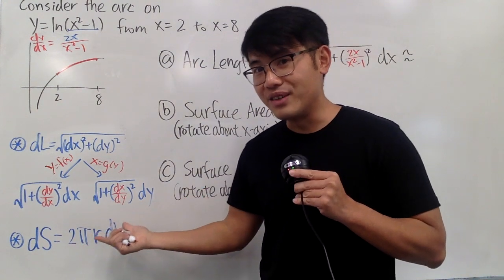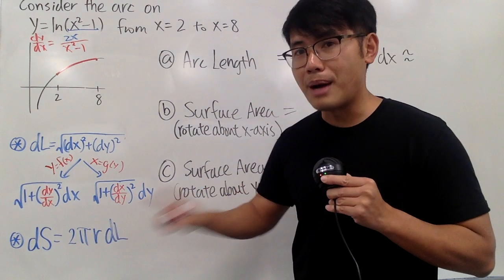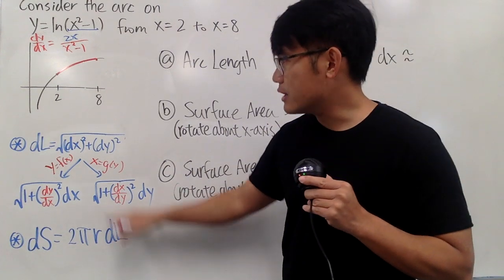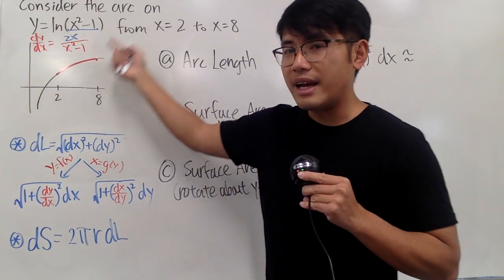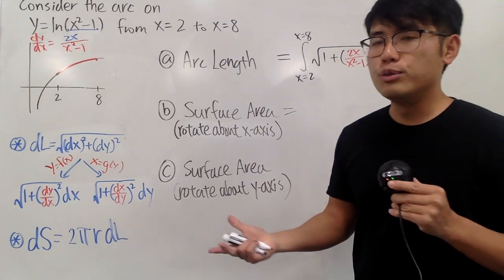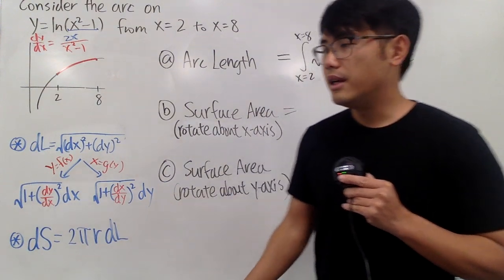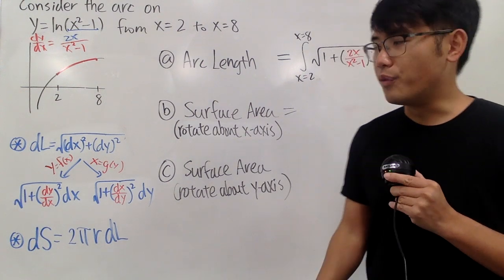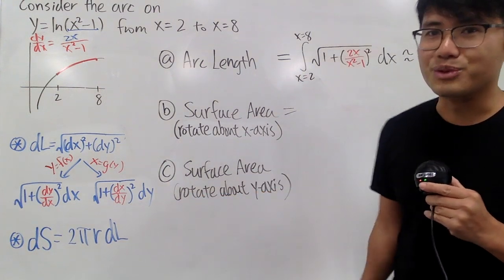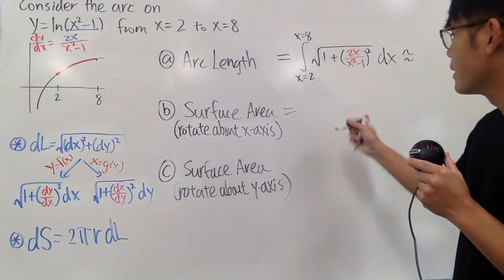2 pi r is a circumference formula, but you have to multiply by dl. And the reason is because you have to make this slanted and then rotate that. And that's pretty much a quick explanation in a way that you can remember this formula nicely. And you guys can see my other videos for detailed explanation for why that formula is true. But anyway, enough talking. Here we go.